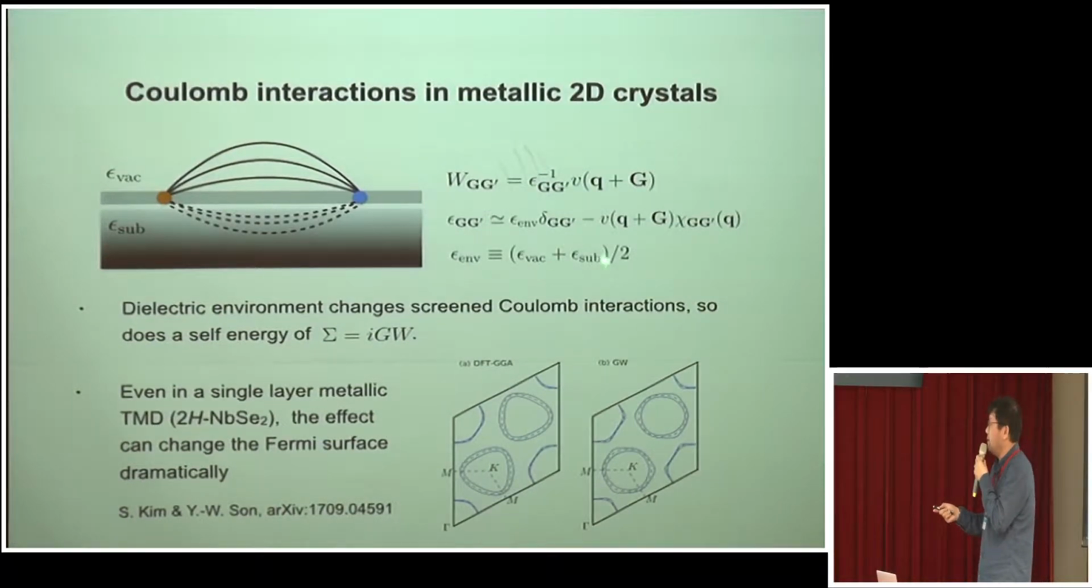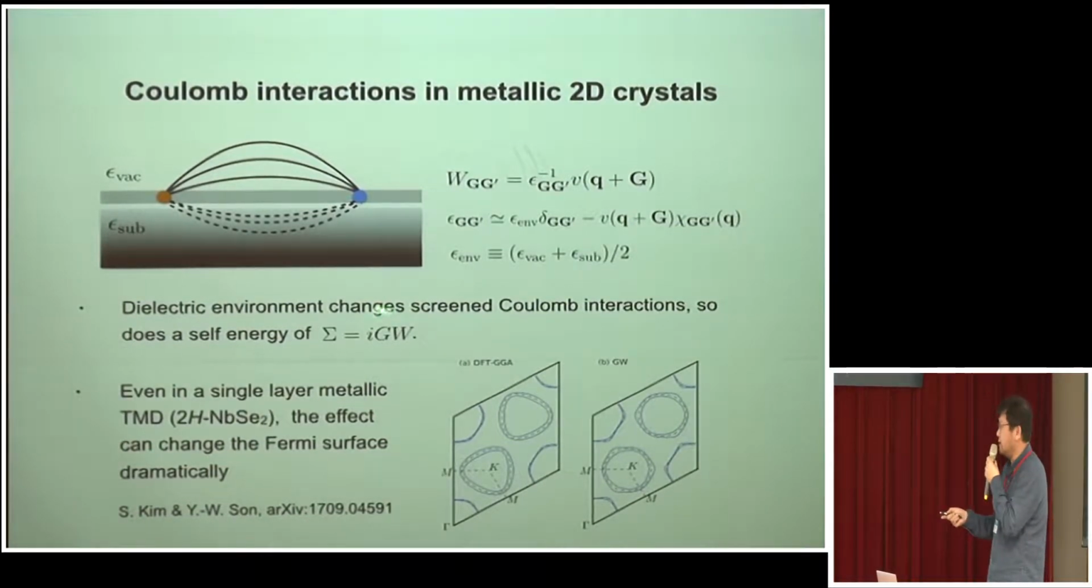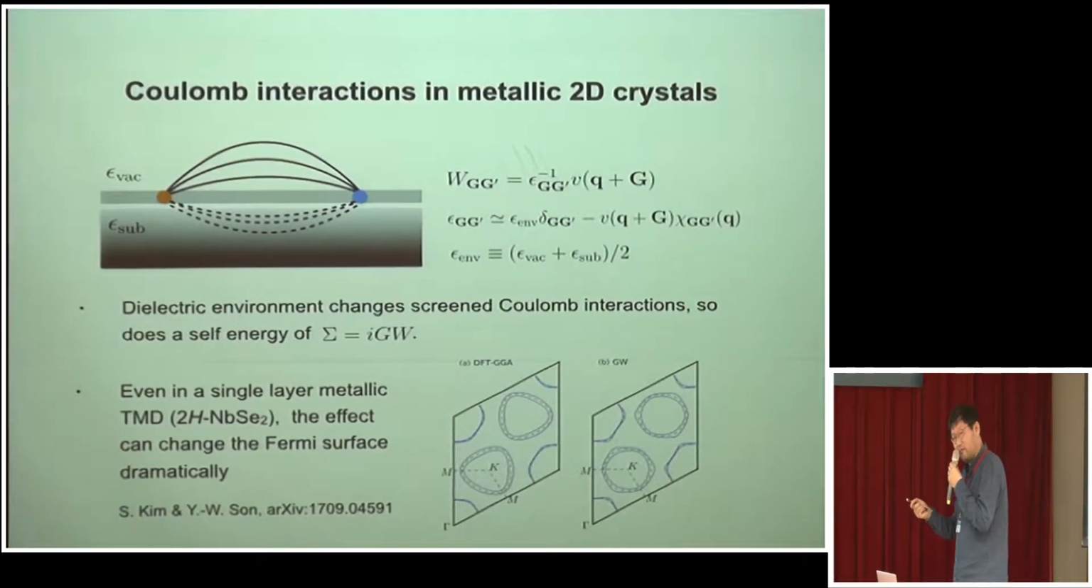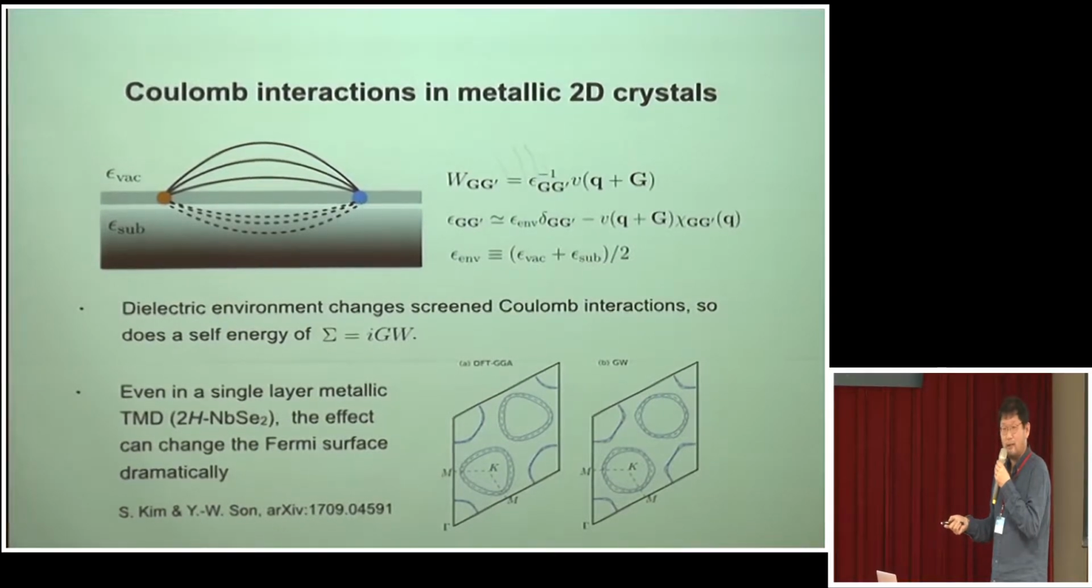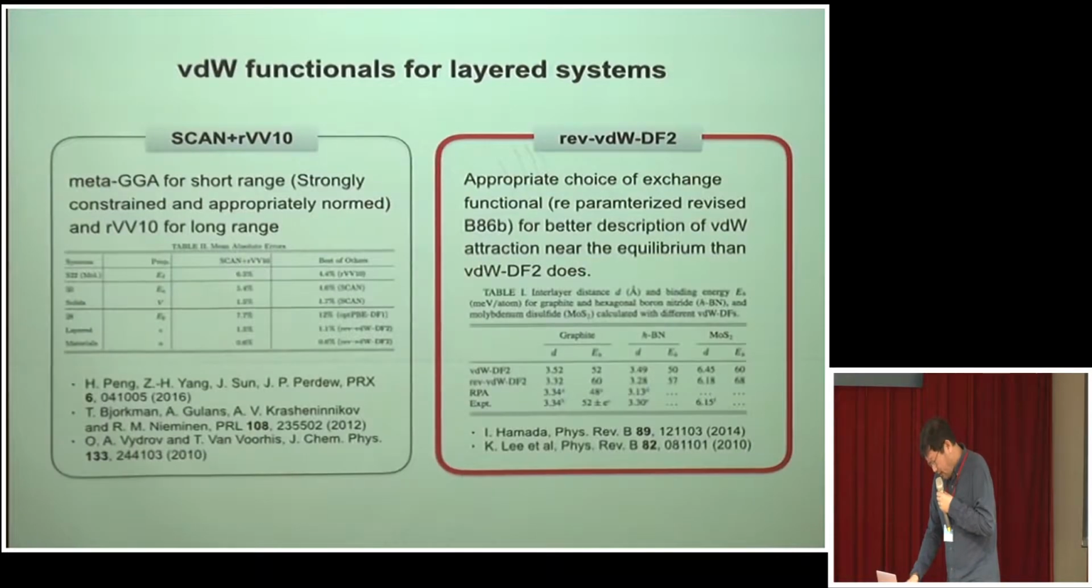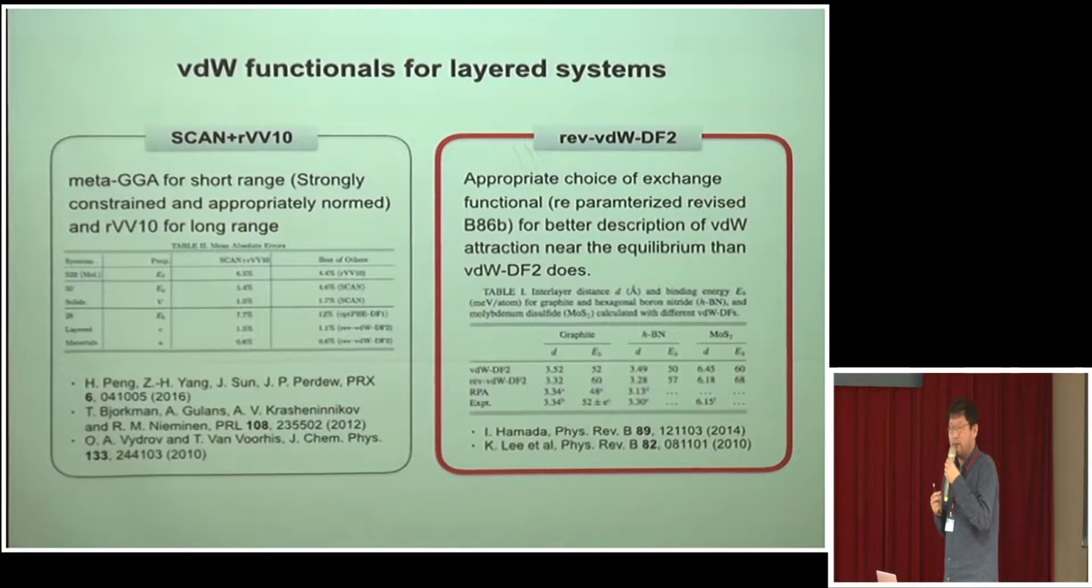So your dielectric constant sensitively depends on the dielectric constant of your substrate. It is kind of changing the screened Coulomb interaction as a geometric average of the substrate and vacuum dielectric constant. So even for the metallic single-layer cases, our recent calculation shows that the niobium diselenide single-layer Fermi surface is altered a lot if you do the mean field or self-energy correction. And also, for the layered structure, van der Waals interaction is quite important.